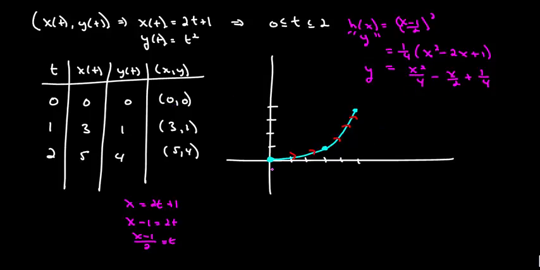let's see here, this isn't right. 0, 0 is not the point. I made an error, so let's go back. When I plug in 0 here, this guy ends up being 1/4. See, we found an error.